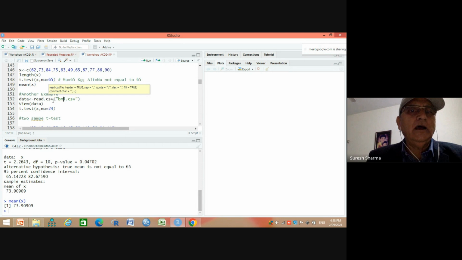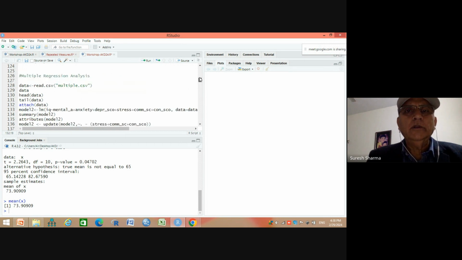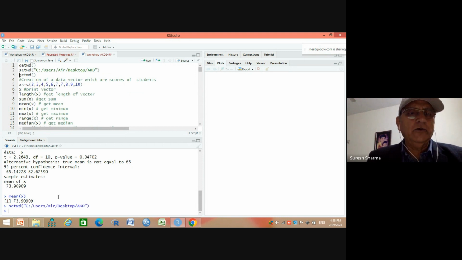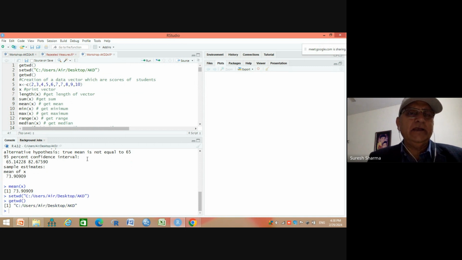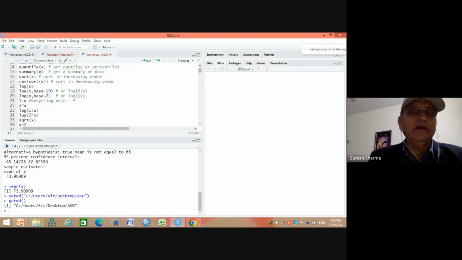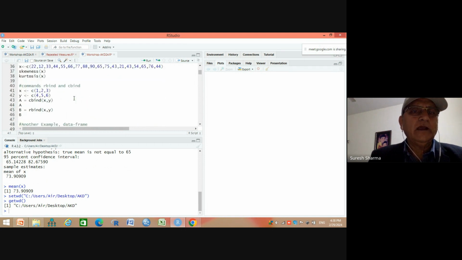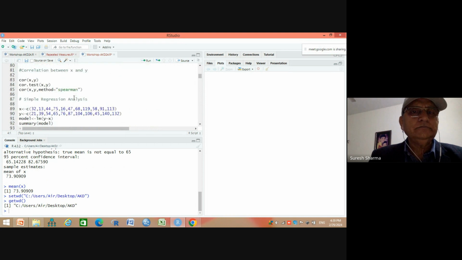So let me go through this. I will read this from my directory. My directory is AKD, if you remember. So now you are into get working directory. Check whether you are into AKD. Yes, I am into AKD, because all the files will be available only when you are into your directory. I have already gone through this yesterday also.